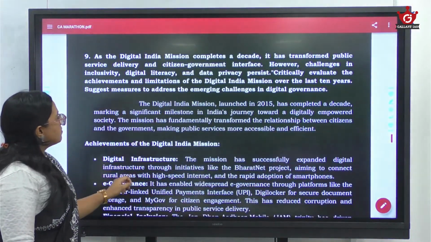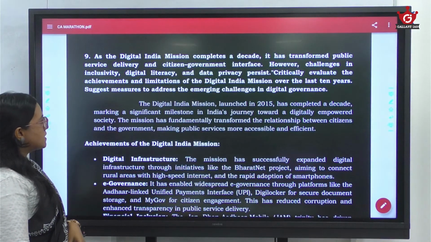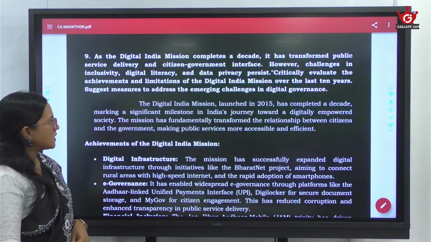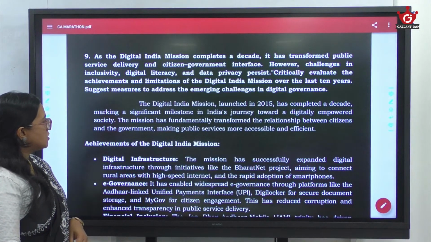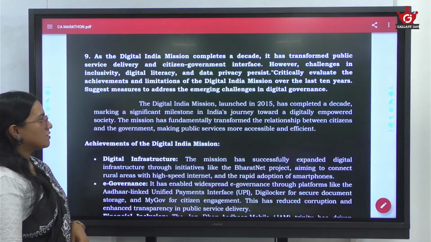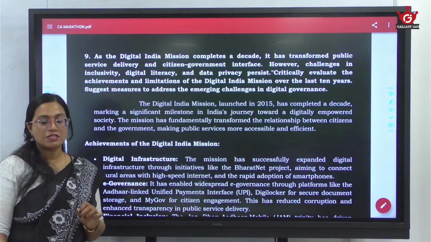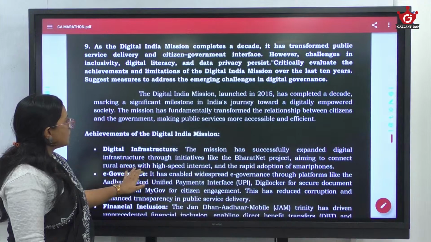As the Digital India mission completes a decade, it has transformed public service delivery and citizen government interface. However, challenges in inclusivity, digital literacy, and data privacy persist. Critically evaluate the achievements and limitations of Digital India mission over the last 10 years, suggest measures to address the emerging challenges in the digital governance. Digital India is also celebrating its 10 years this year. Okay, so this question was asked on the basis of that.